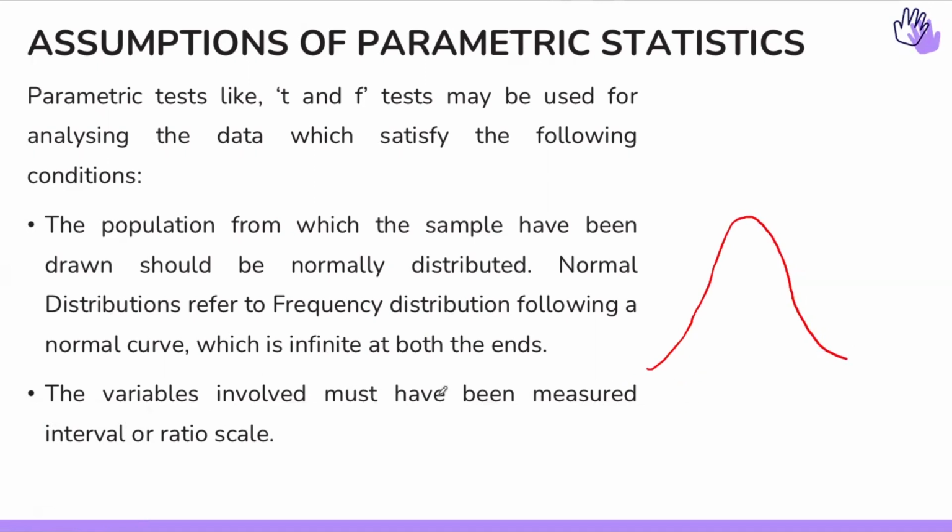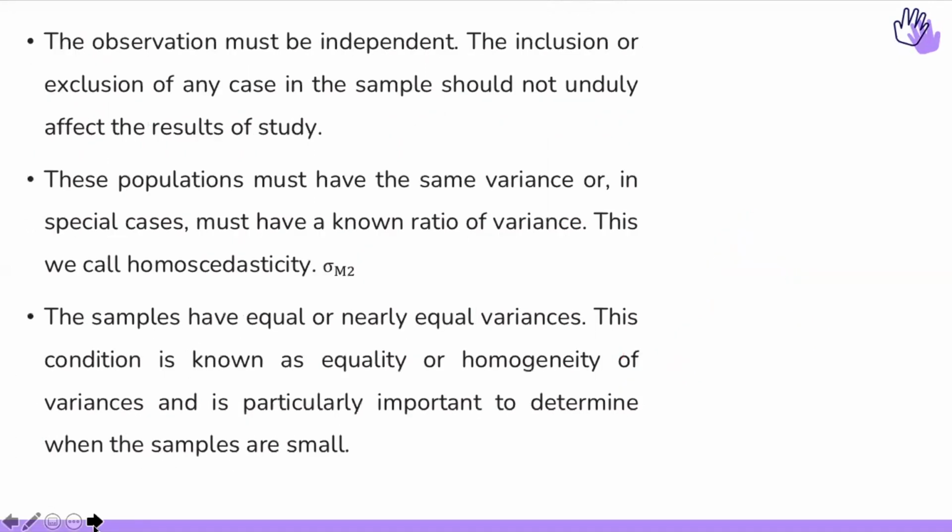The second assumption of parametric tests is that the variables involved must have been measured on an interval scale or ratio scale. Now, the observations must be independent. What do we mean by this? The inclusion or exclusion of any case or observation in the sample should not unduly affect the results of the study.